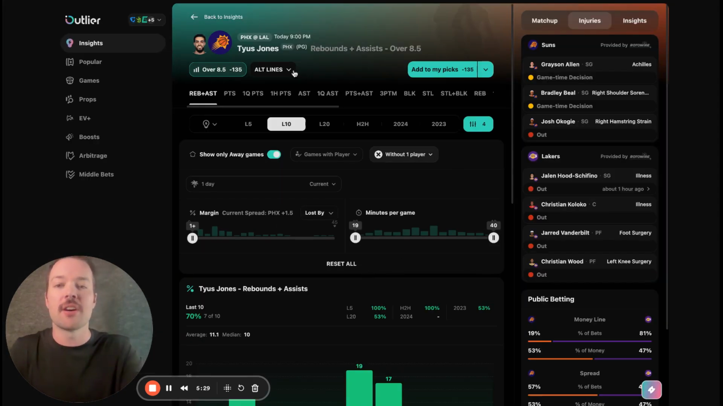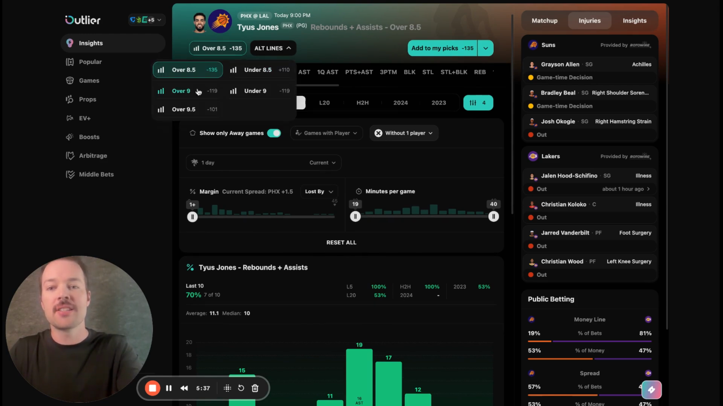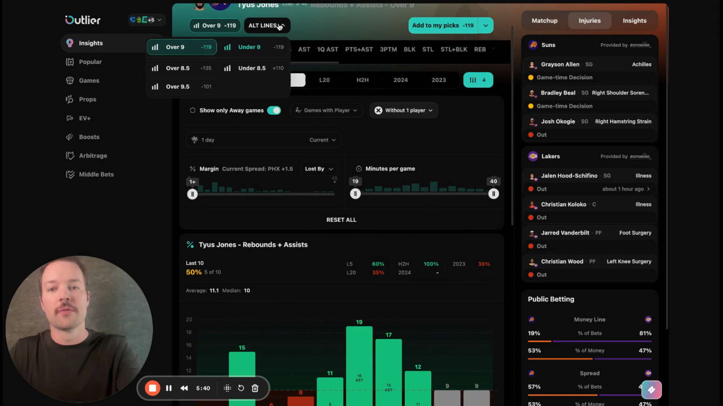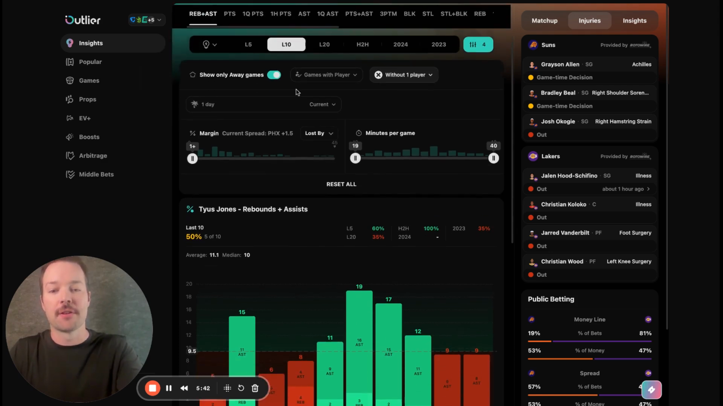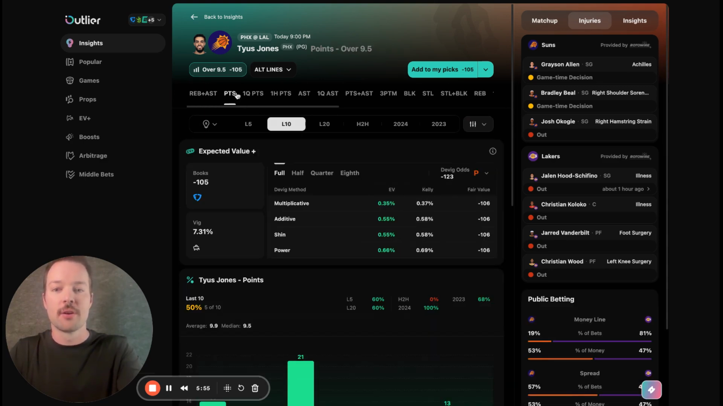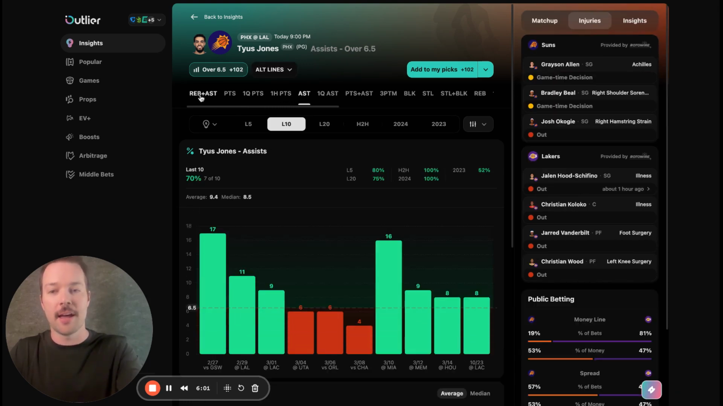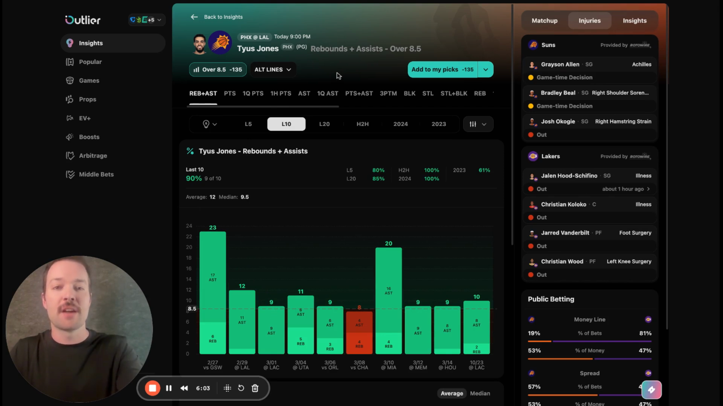One other thing worth mentioning here is I can change the line. So right now we have Tyus Jones over 8.5 rebounds and assists, but I could easily say, let's see it over 9, or let's see it over 9.5, right? And you can see the line is moving up on the hit rate chart. But let's actually just keep it at the 8.5 because that's the consensus line. I could also easily switch to Tyus Jones points or first quarter points or first half points or assists. It's all right there. Again, we'll stick with rebounds and assists for the moment. And in fact, I'm going to go ahead and add it to my bet slip.